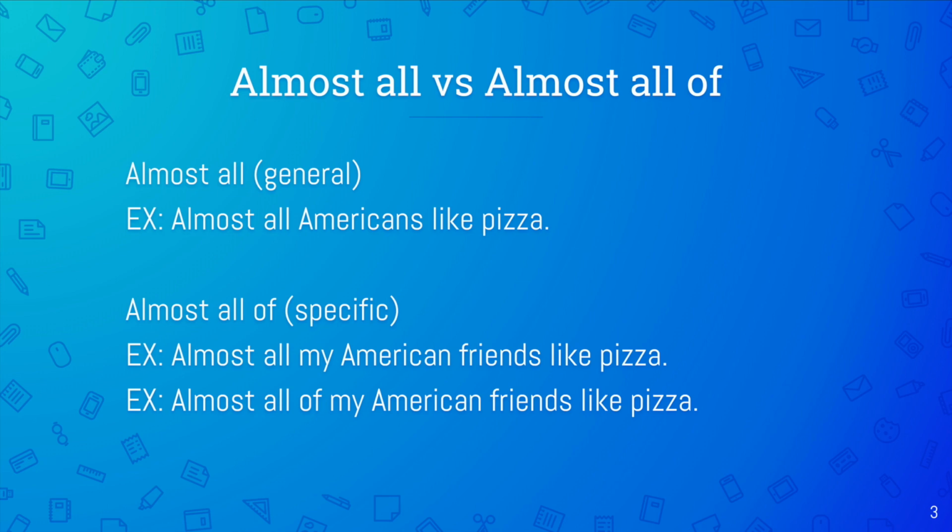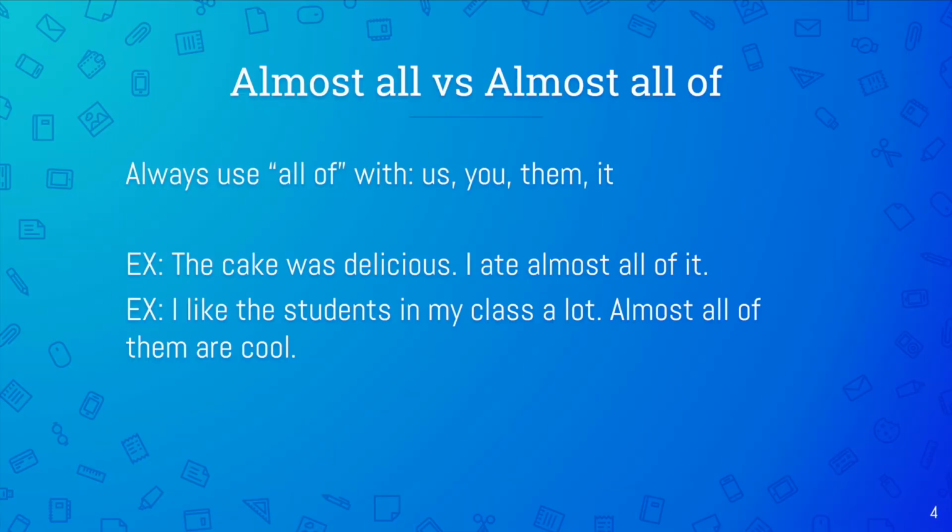So as you can see, almost all is correct with a general and a specific group, but almost all of is only correct for specific groups. If I said almost all of Americans like pizza, that's incorrect. However, you always use all of with us, you, them, and it. So don't ever just say all if you're using one of these nouns.